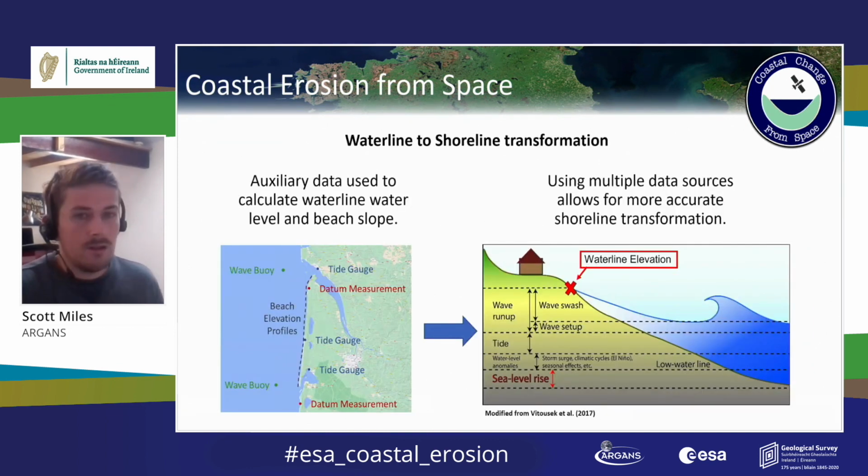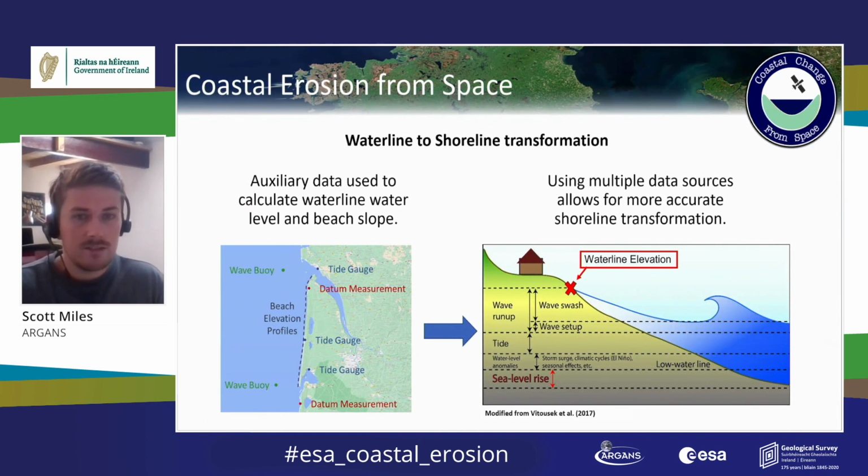So to transform the waterline to shoreline accurately, a wide range of auxiliary data is needed, including the tide, the wave, beach profiles, and datum measurements. Ideally, this data should come from measurements, as using model data can often lead to significant uncertainties.